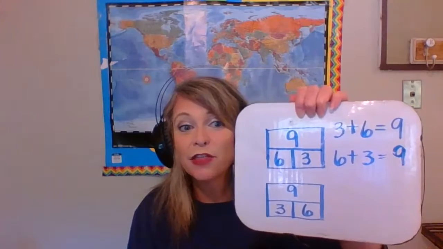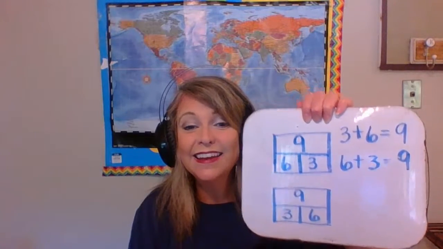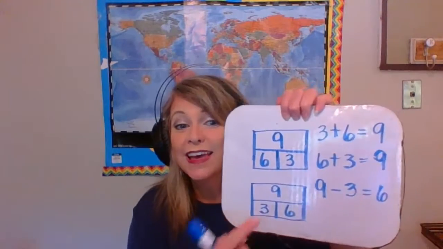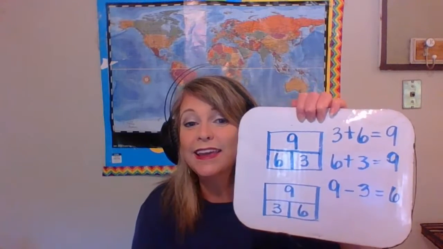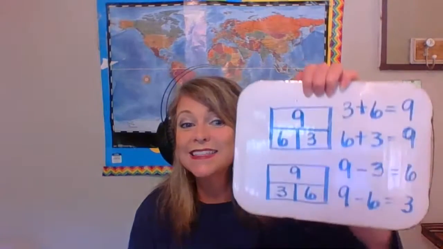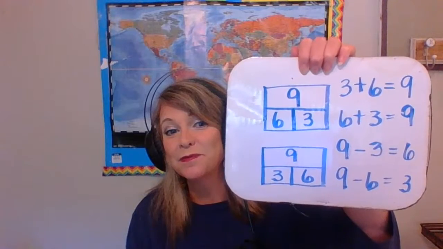3 plus 6 equals 9. Okay, what would be the second way? 6 plus 3 equals 9. Now think of the 2 subtraction ways to write the fact family. Take the biggest number first. 9 minus 3 equals 6. And the last way would be 9 minus 6 equals 3.